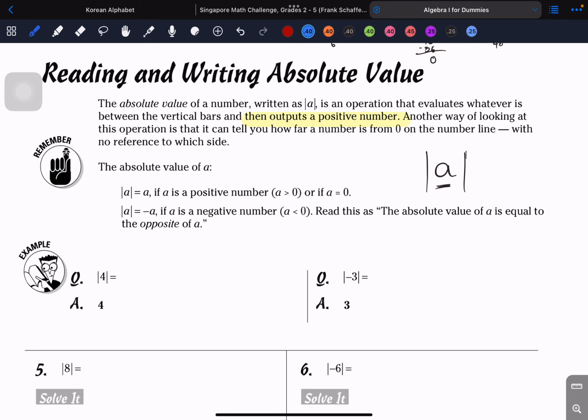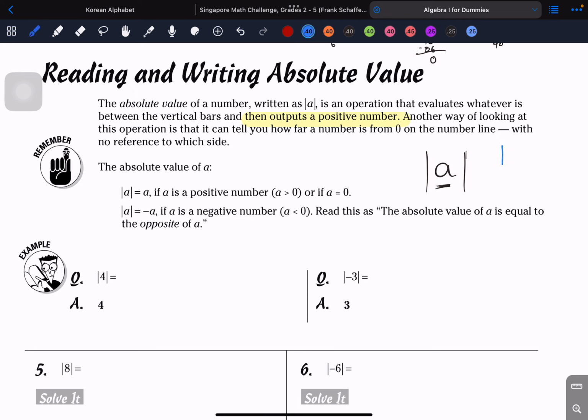Another way of looking at this operation is that it can tell you how far a number is from zero on the number line with no reference to which side. So, ang ibig sabihin lang nito, sabihin natin na, take for example, kapag daw kinuha mo ang absolute value ng 6, let's try a lower number.